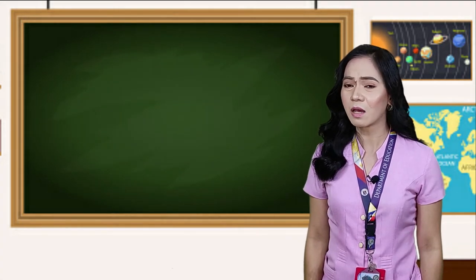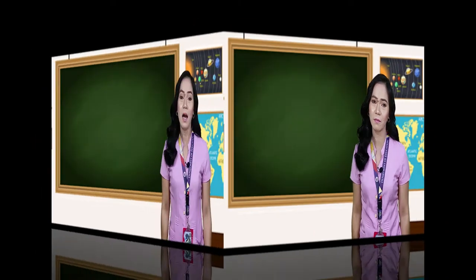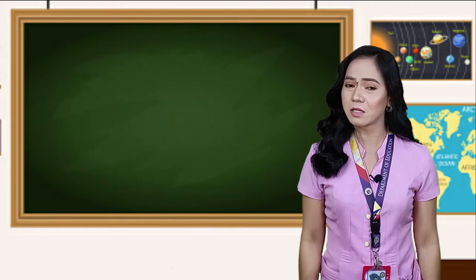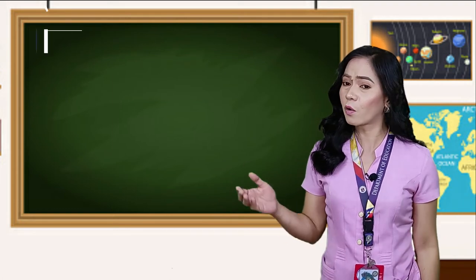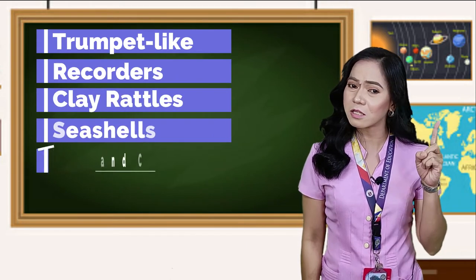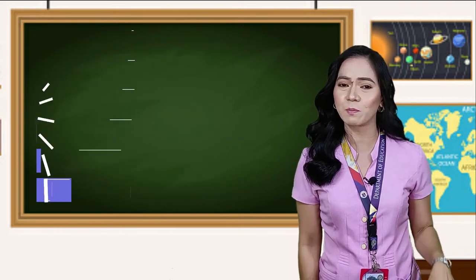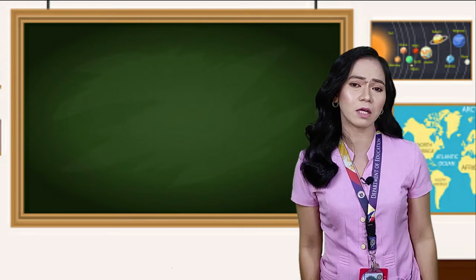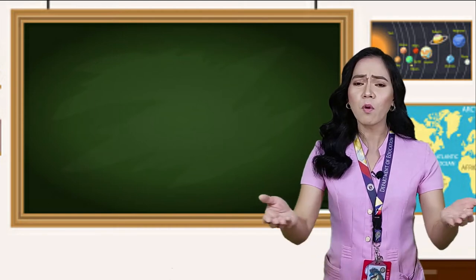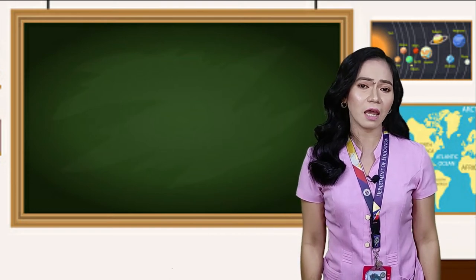In ancient times, musical instruments have been part of the heritage of the people of Israel. The Bible mentions dozens of musical instruments such as trumpets, recorders, clay rattles, seashells, bells, cymbals, and whistles, which were listed and have been found in statuettes and clay figurines of musicians, drummers, and professional mourners. All of which goes to prove that music and song occupied an important place in ancient Israel.